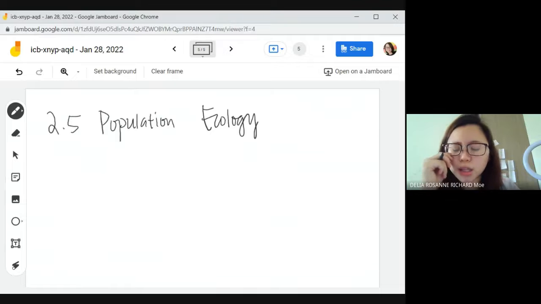It's because the content in 2.5 used to be a different chapter. We just try to combine it into chapter 2 now.